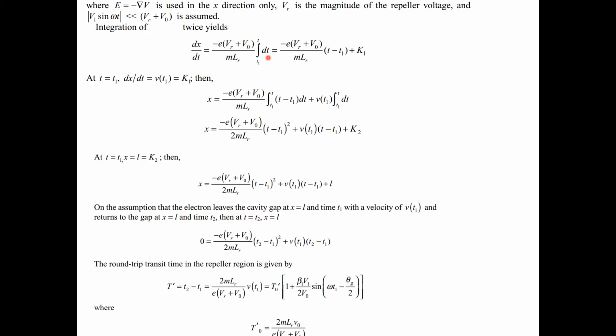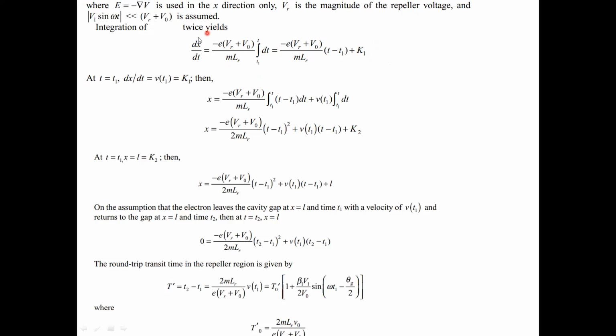So we are doing the integration with respect to the time limits t1 to t. So next step, do the integration along with some constant: minus e VR plus V naught divided by ml into t minus t1. Additionally, we have some integration constant k.